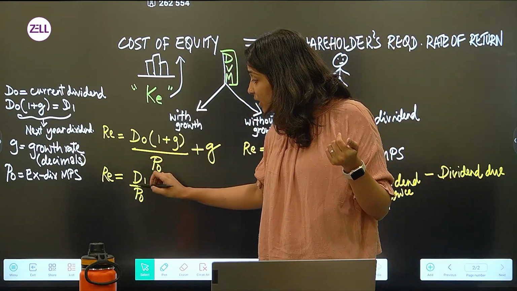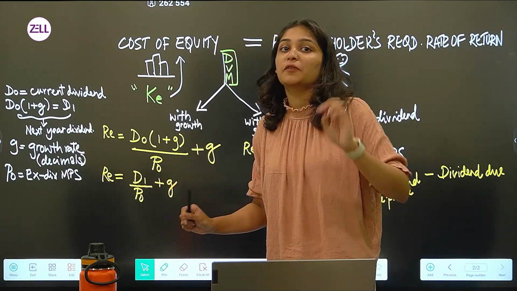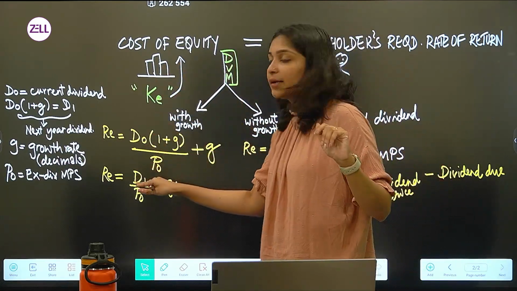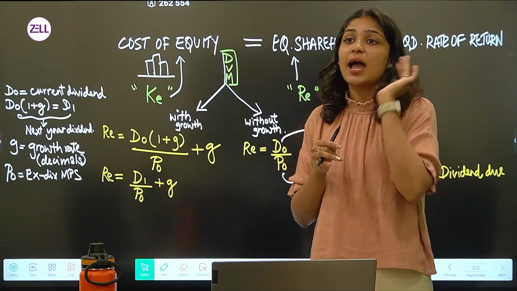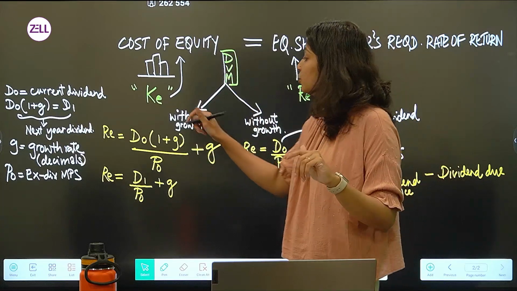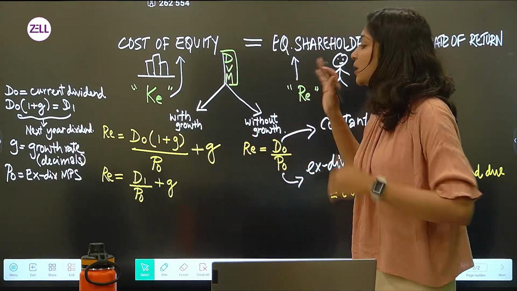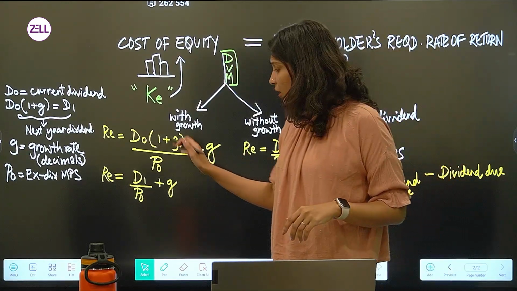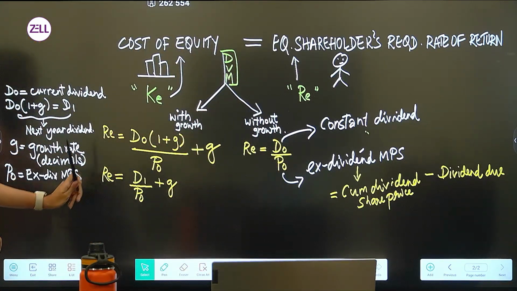So, D1 divided by P0 plus G. So, if in the question they have told that $5 is next year's dividend, then you directly take $5. But if they tell that $5 is the current dividend and the growth rate is expected to be 10%, then you will do 5 into 1 plus 0.05. This is something that you should be careful about. Okay. So, this is one aspect of arriving at your cost of equity.